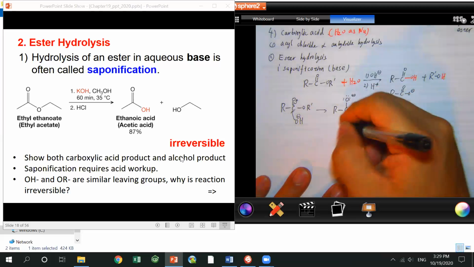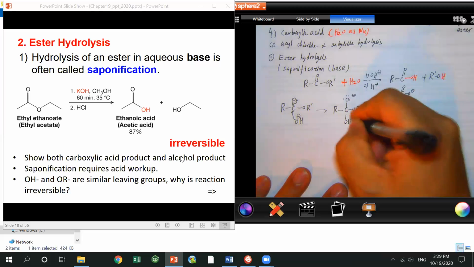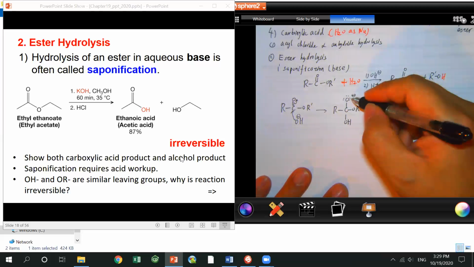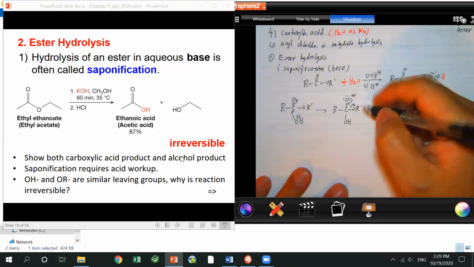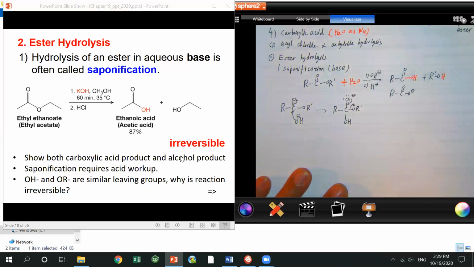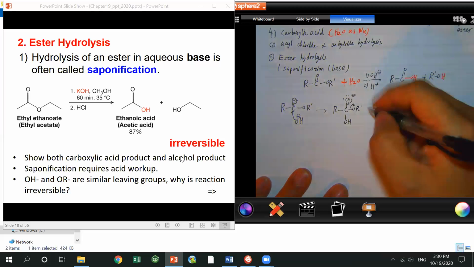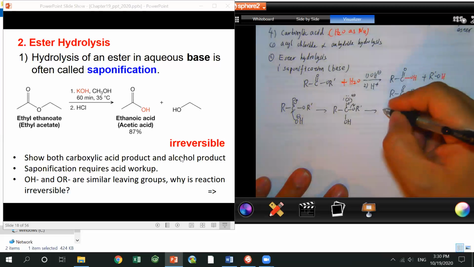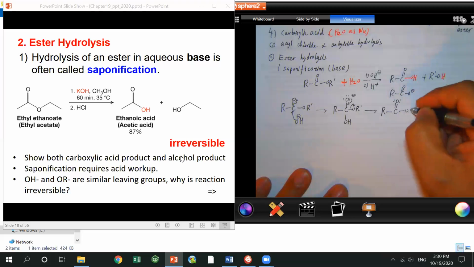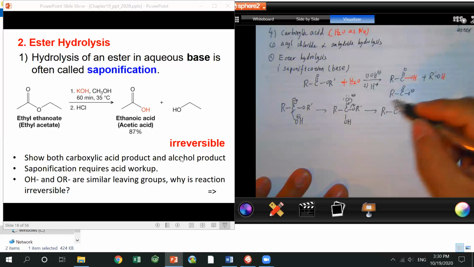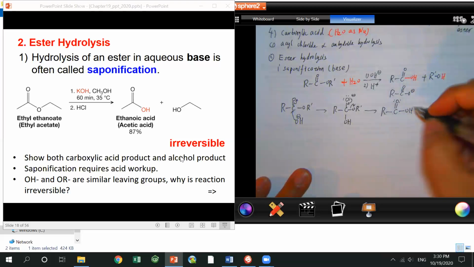And then the lone pair electrons on this oxygen come back and kick off the OR prime. Some people say OR prime is a very strong base, so this is less likely, but in reality the reaction does indeed happen this way. I'll explain the reason soon. It looks catastrophic, but this whole reaction is under basic conditions.